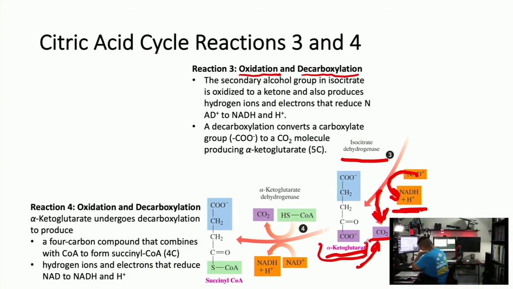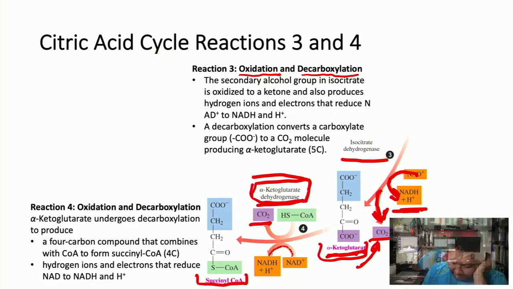Alpha-ketoglutarate goes into alpha-ketoglutarate dehydrogenase. I don't know if you're starting to see a pattern here, but the substrate is always in the name, and what happens to it is also in the name of the enzyme. So alpha-ketoglutarate dehydrogenase does what? It oxidizes alpha-ketoglutarate, turning it into succinyl-CoA. But in the process, we get another decarboxylation, and a second NADH being produced from the oxidation of alpha-ketoglutarate. Okay?